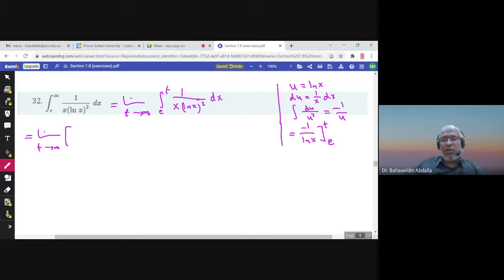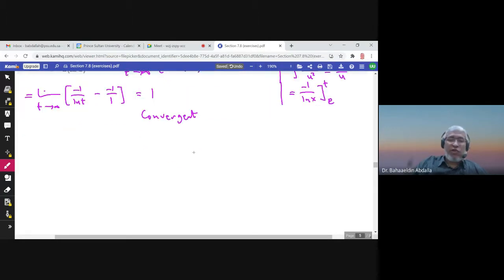So we write it here. We have negative 1 over ln t minus negative 1 over ln e, and ln e is just 1. Now if I replace t by infinity, ln infinity is infinity, negative 1 over infinity is 0, so I'll have minus minus plus 1. So the answer would be 1, and the integral is convergent.